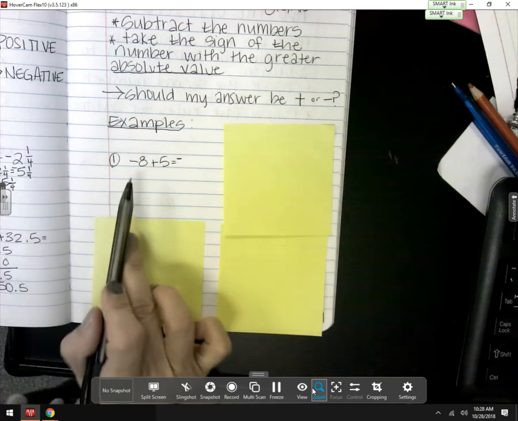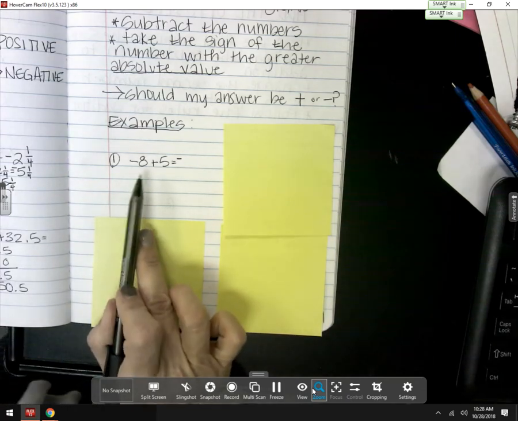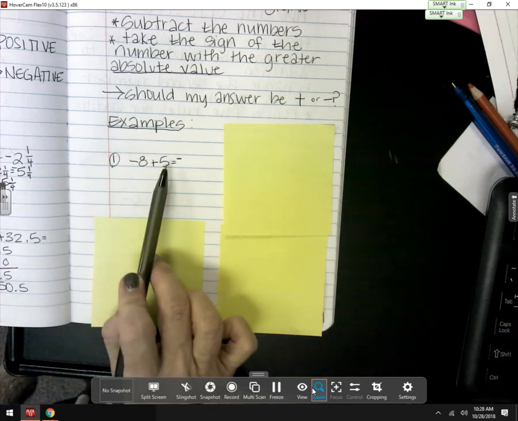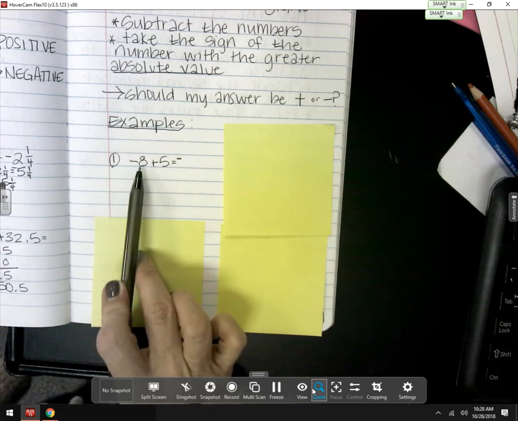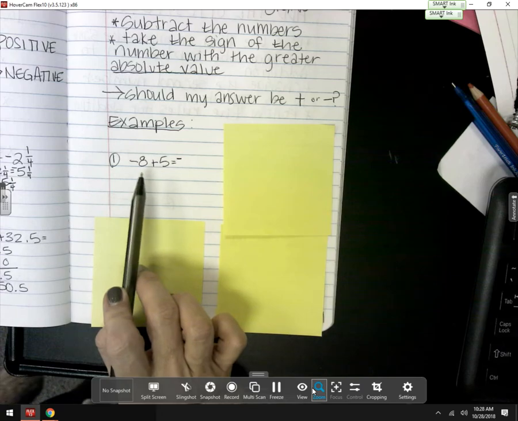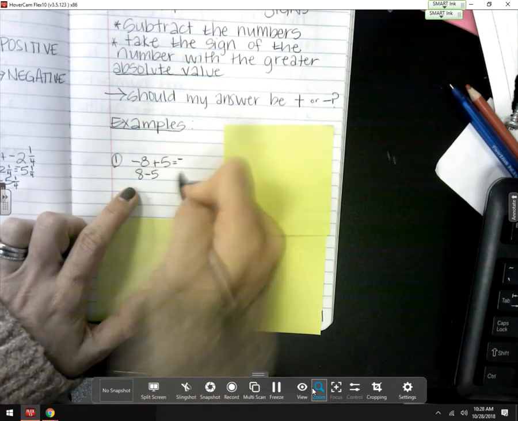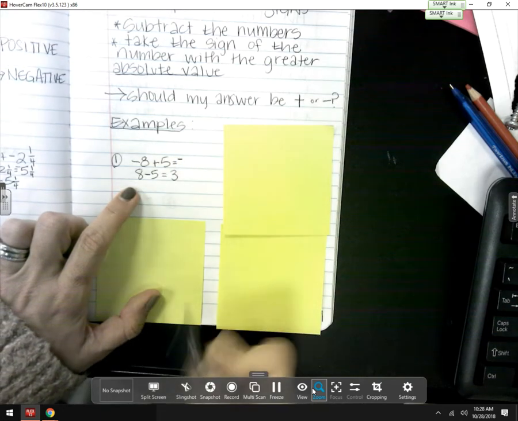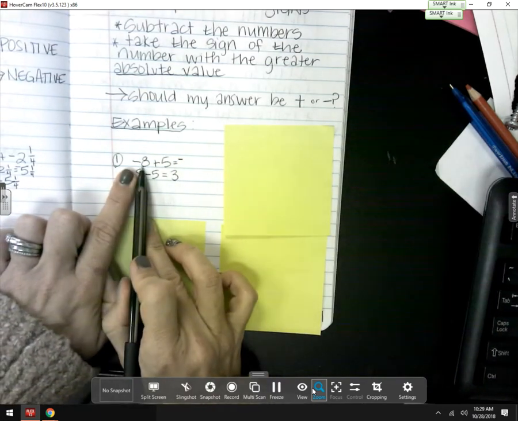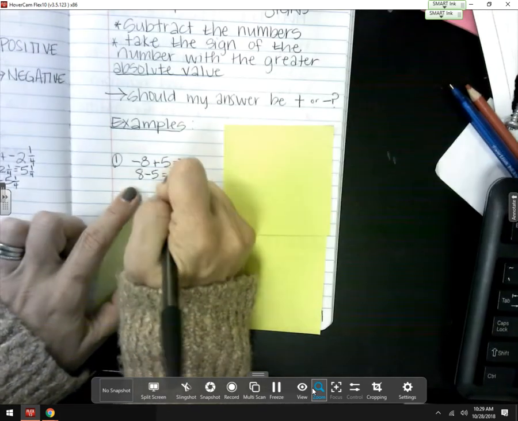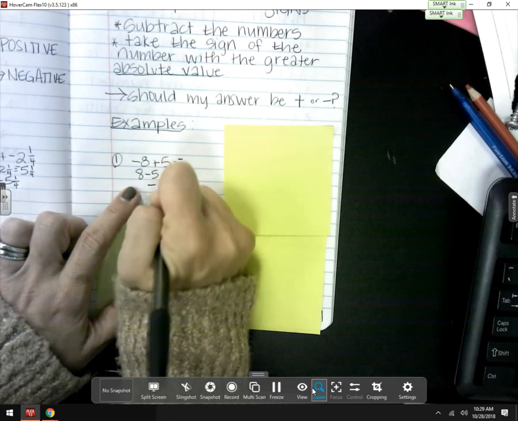So I think of this as like, you owe me $8. Somebody, you notice you always are owing me money. It's crazy. Somebody gives you $5. You pay me some of that money, but you still owe me. So you're still in the negative. So anyway, we're going to subtract 8 minus 5, which gives me 3. And I know that I was taking the sign of the number with the greater absolute value, which was negative. So my answer is actually going to be -3.